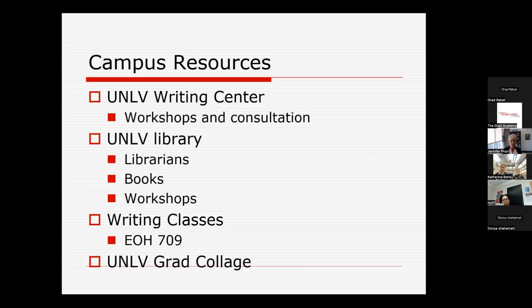There are also writing classes on campus. So again, I told you I teach a technical and scientific writing class. That's EOH 709. I know that other schools and colleges have writing classes. So you might want to look into your program and see if there's a scientific or technical writing class within your unit. And then, of course, our UNLV Graduate College puts on workshops like this. They're a great resource for information.